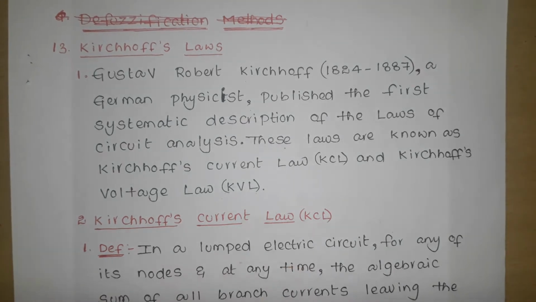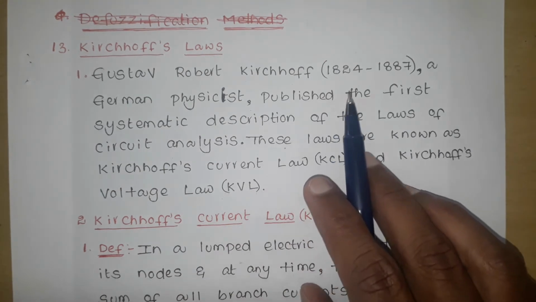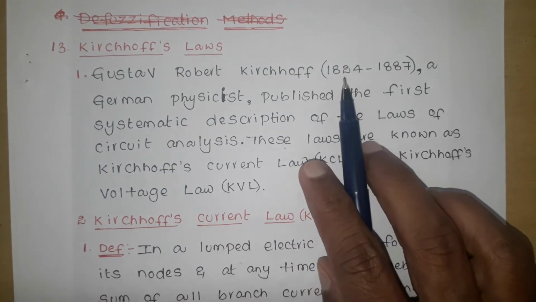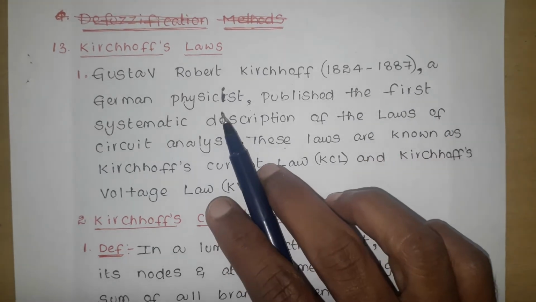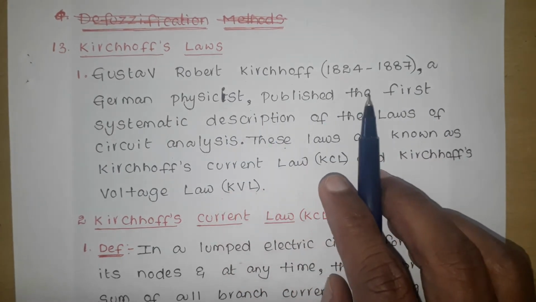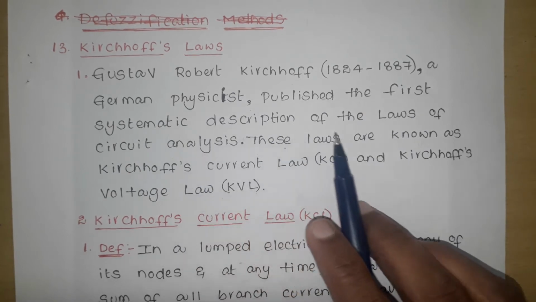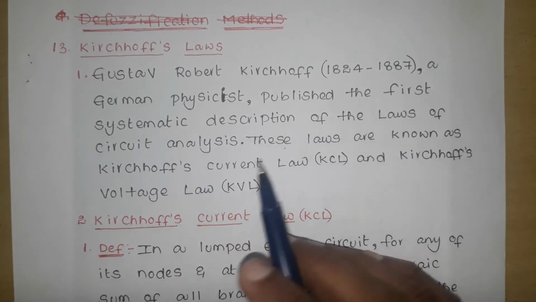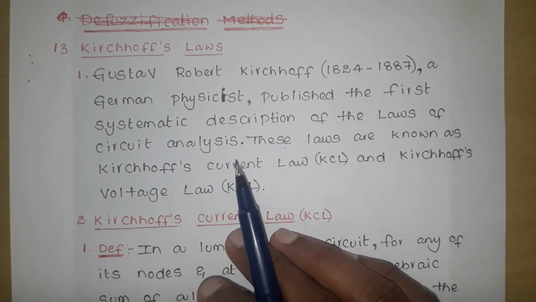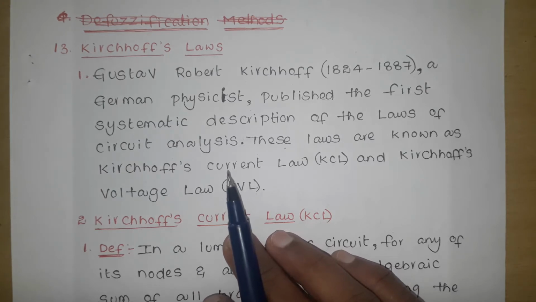So Kirchhoff's laws. Gustav Robert Kirchhoff lived between 1824 and 1887. A German physicist, he published the first systematic description of the laws of circuit analysis.